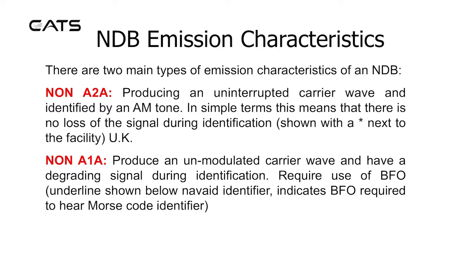The non-A1A NDB produces an unmodulated carrier wave and has a degrading signal during identification. It requires the use of a beat frequency oscillator. An underline is shown below the NavAid identifier. It indicates the beat frequency oscillator is required to hear Morse code identification.